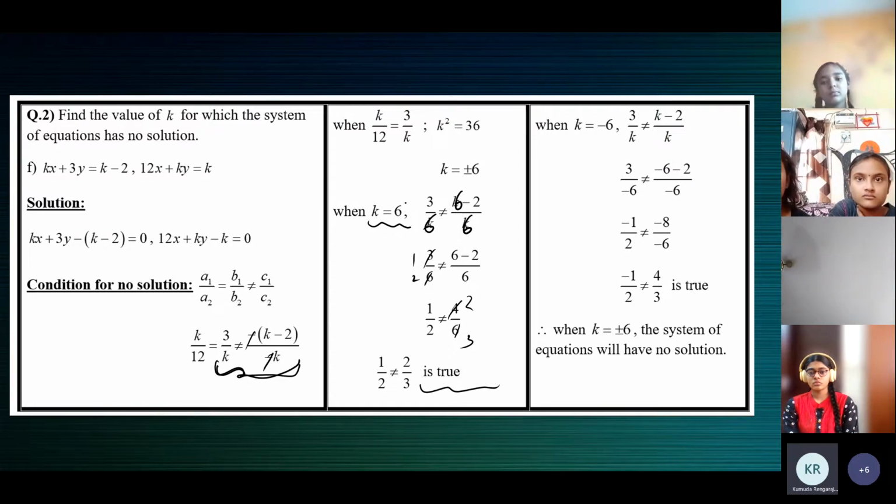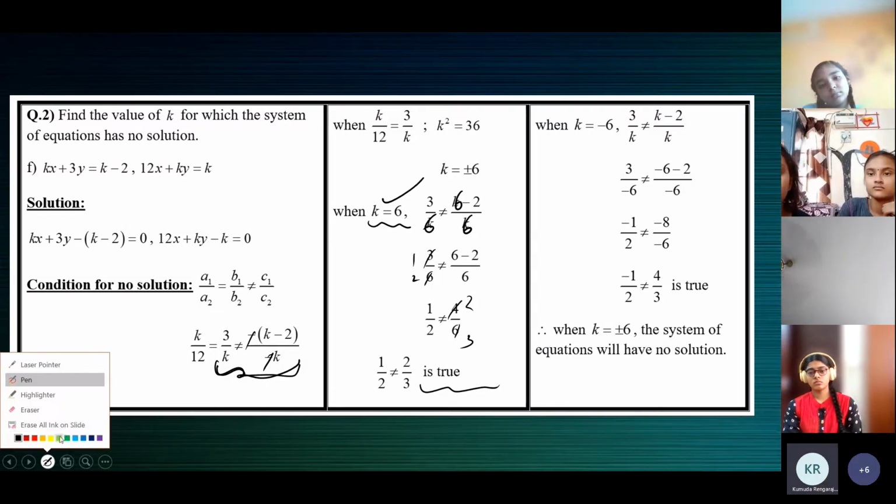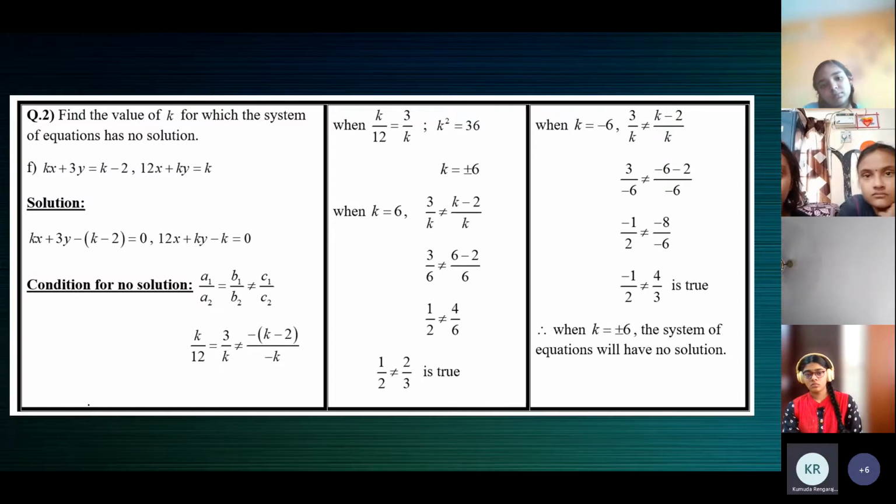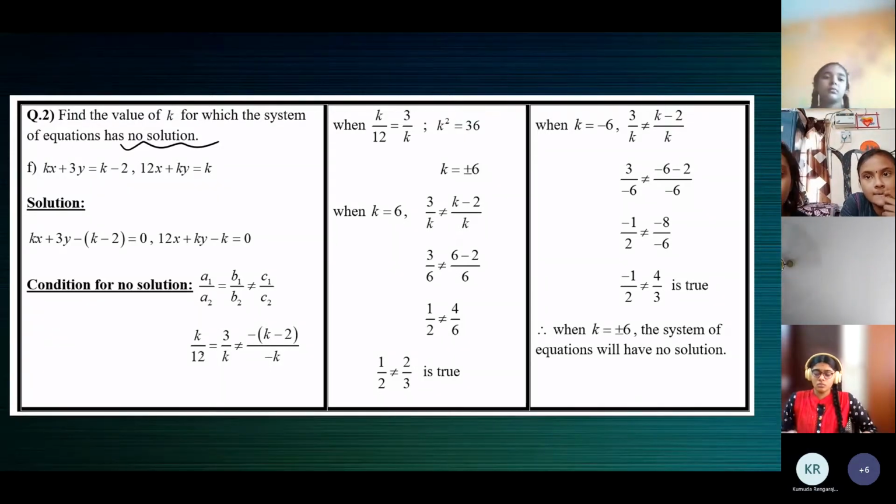True means you can go ahead with the value of k. K is 6 is fine. It will satisfy this condition, no solution. Then check when k is minus 6 with this inequality.